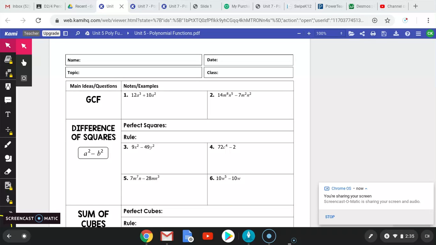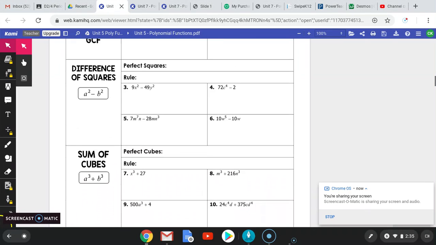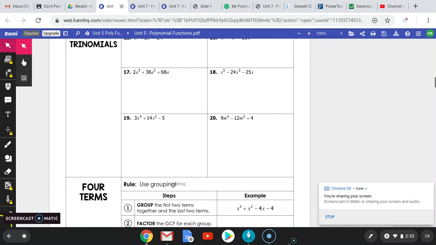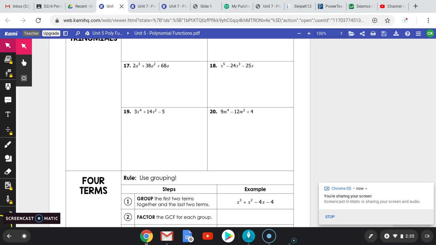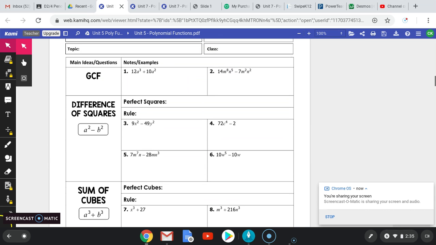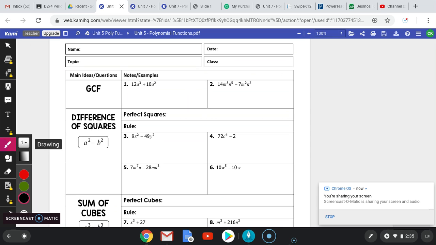In this video today we're going to be looking at difference of squares, sum of cubes, difference of cubes, and other ways that we can factor these different polynomials. If you recall from a couple lessons ago, GCF is just finding the greatest common factor.